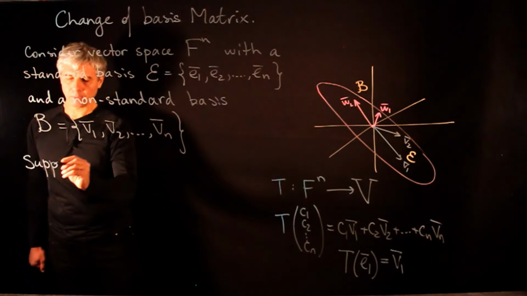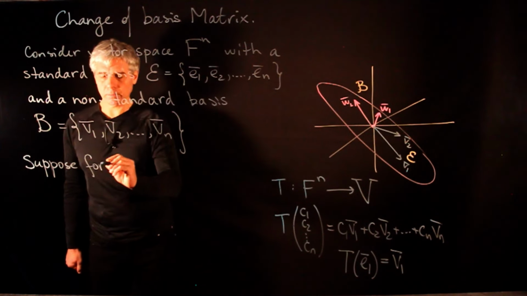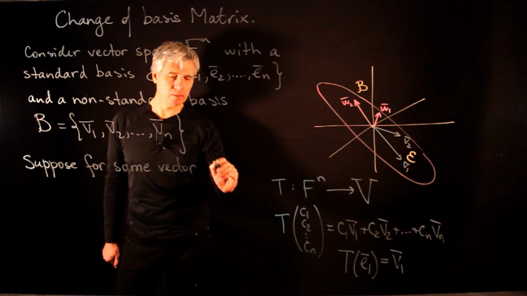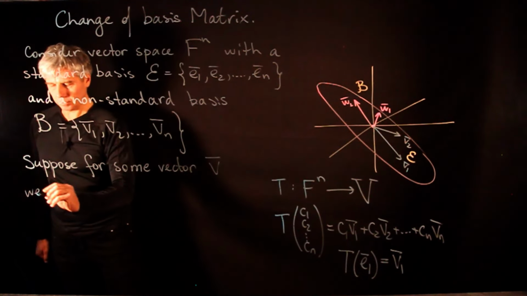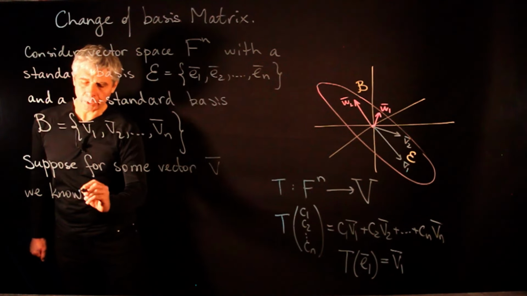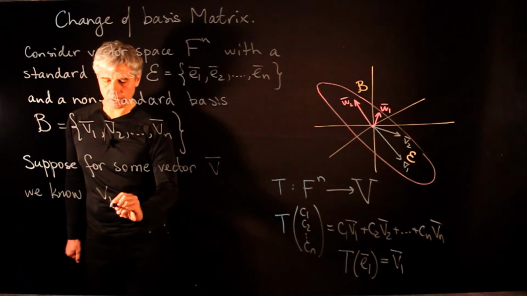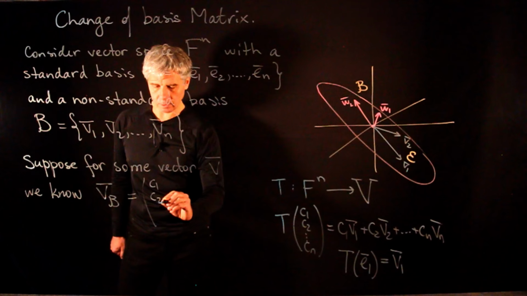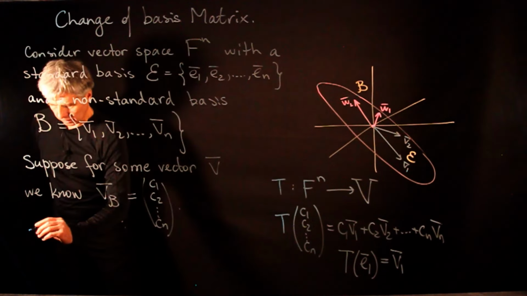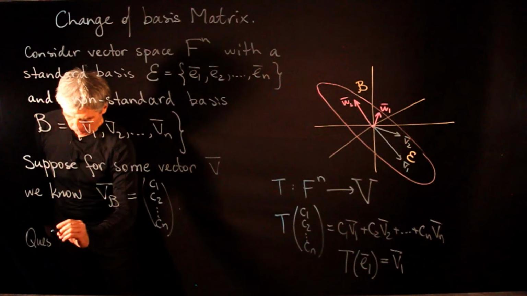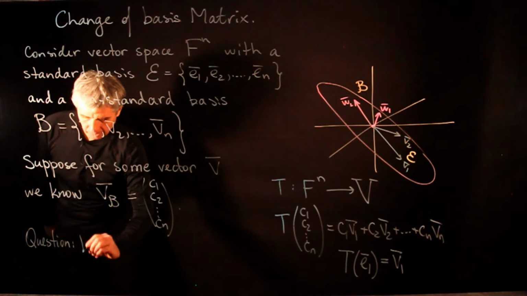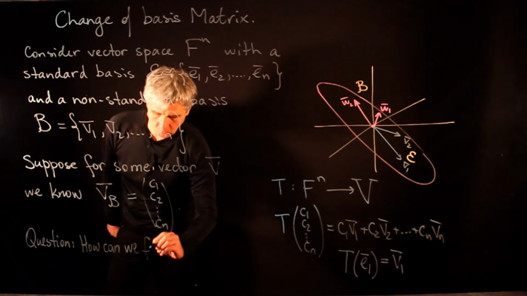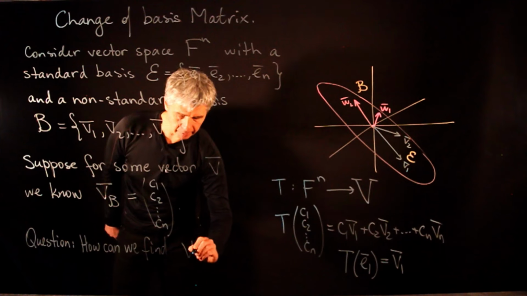Suppose for some vector v, we know what its coordinates are with respect to the basis B. And suppose this is c1, c2, ..., cn. Now, question. How can we find the standard coordinates of the same vector?